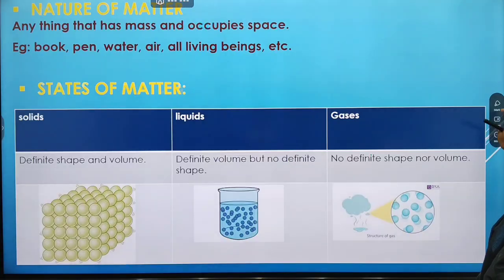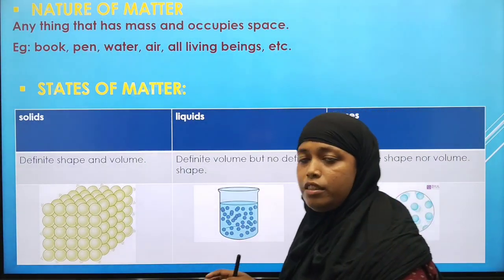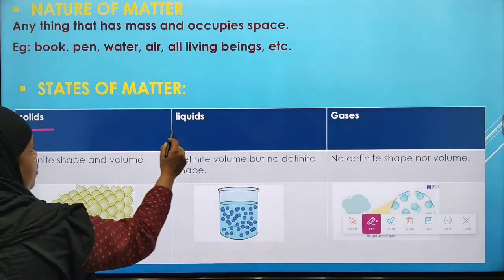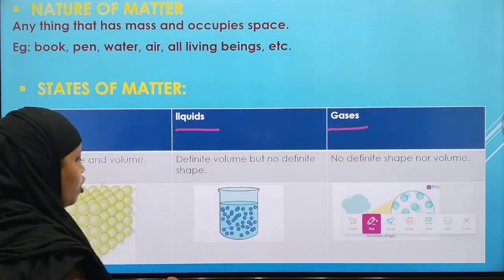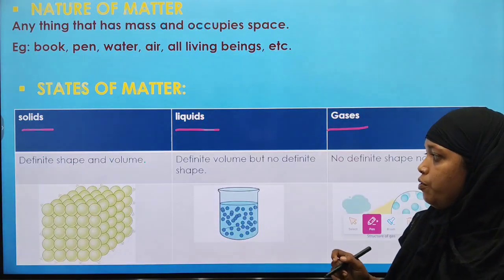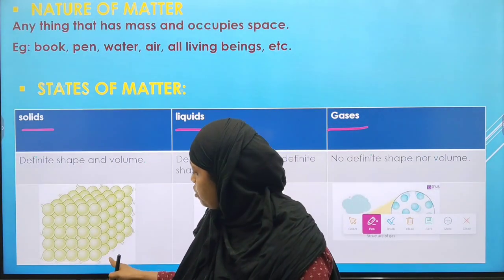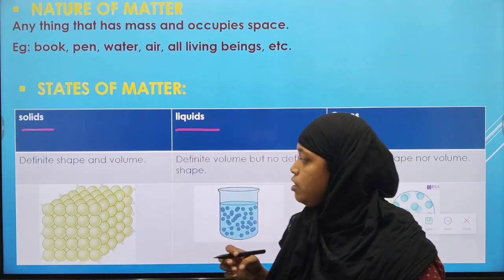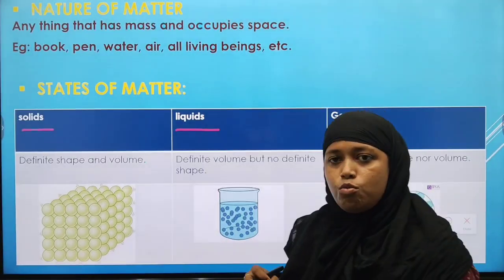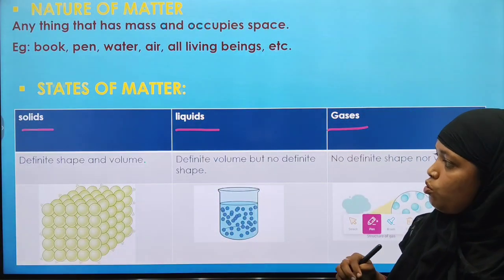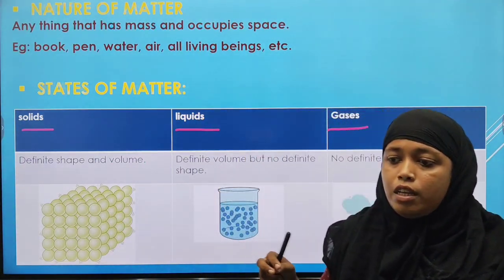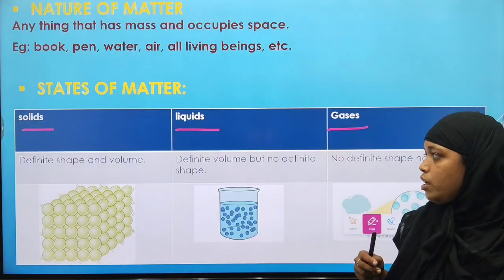Let's come to states of matter. Now, matter is of 3 types, as I told you last class: solids, liquids and gases. Solids have definite shape and volume. As I have shown you in this picture, there are particles which are closely attached. Imagine yourself going into a bus and the bus is very crowded. There is no space to move around. It's the same thing in solids: the particles are closely attached to each other and cannot move from one place to another.